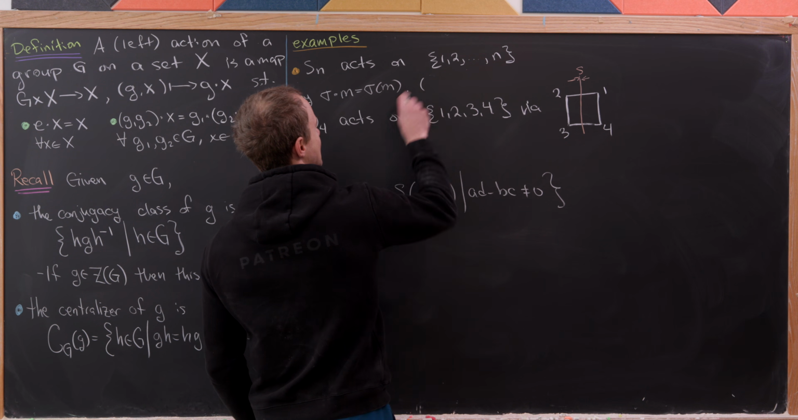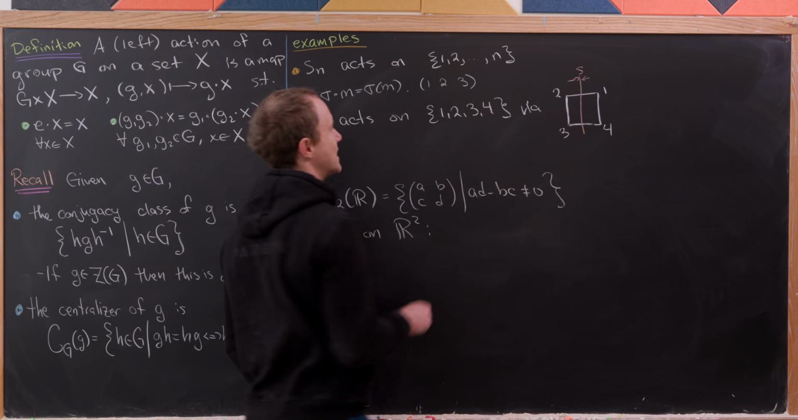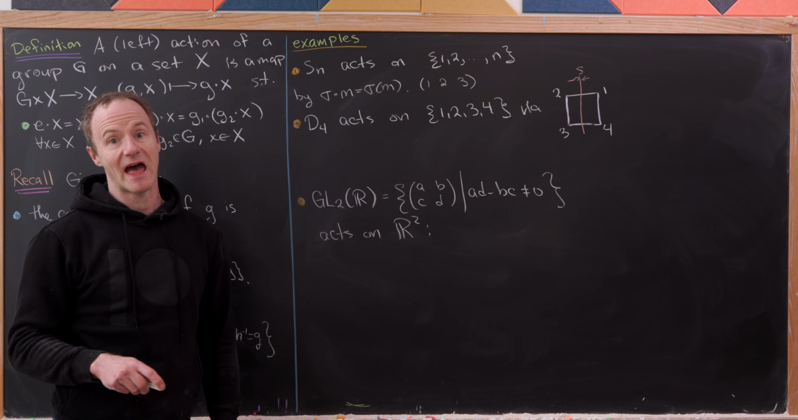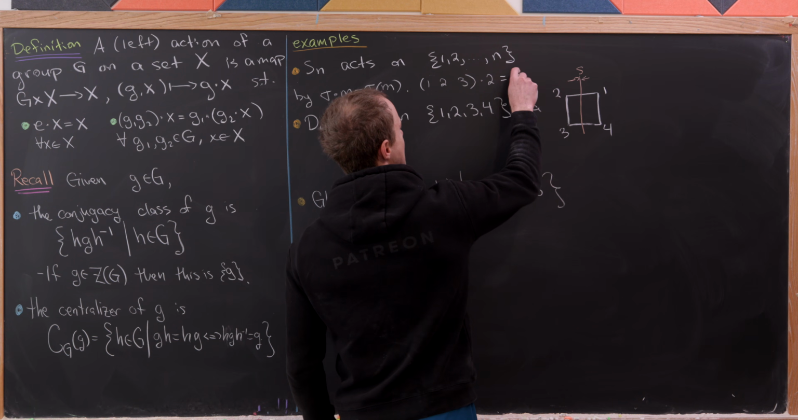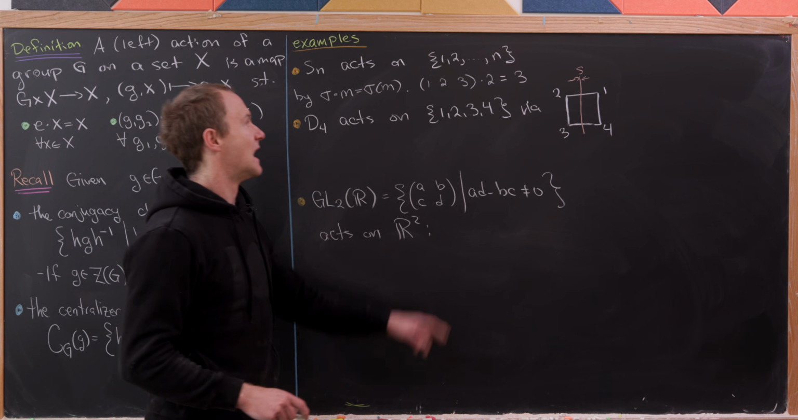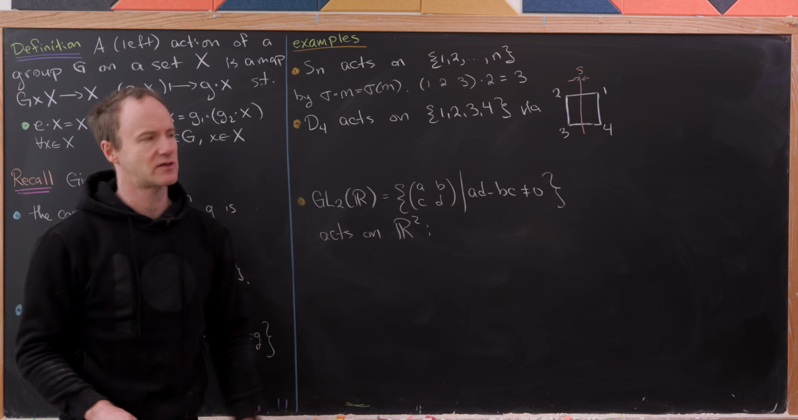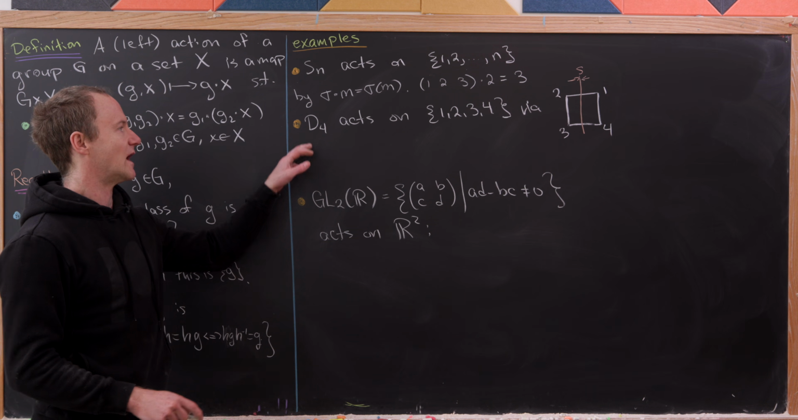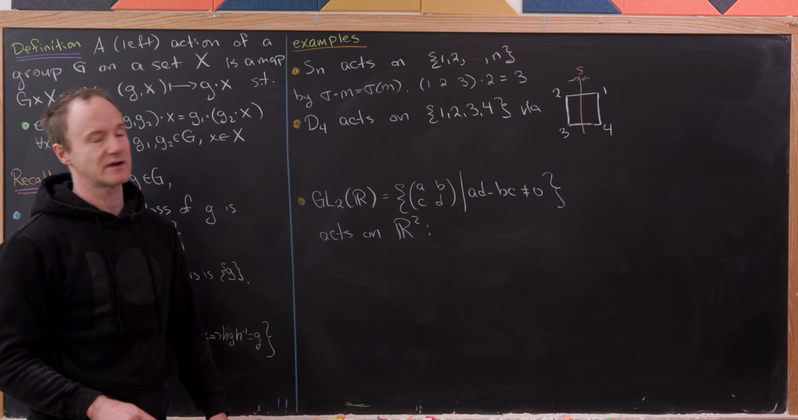Now we could do an example as well. Let's take maybe the element (1 2 3) inside of S3, and we'll, for instance, act on 2. And so that's going to give us 3. And that's because if we evaluate this cycle at 2, it sends it to 3. And then, well, another example would be D4 acting on this set 1, 2, 3, 4.